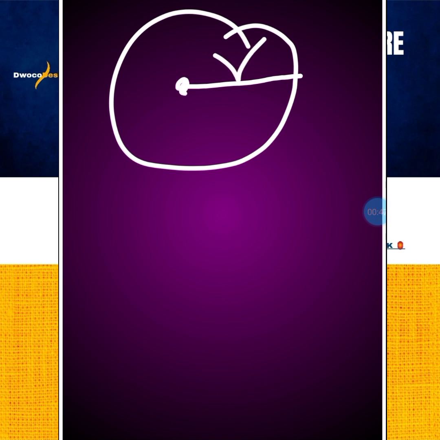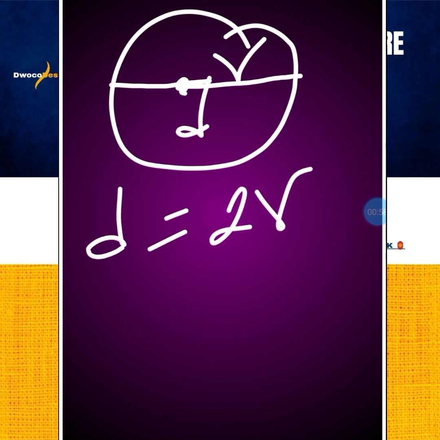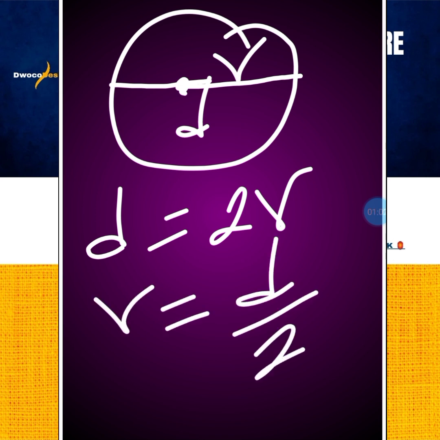Then if you are to cut across the whole of it, that is called the diameter, d. So your diameter is actually 2 times the radius, while the radius is diameter divided by 2. The diameter is the whole length across. Okay, so that's what we're going to get.